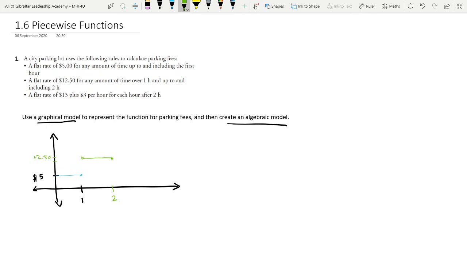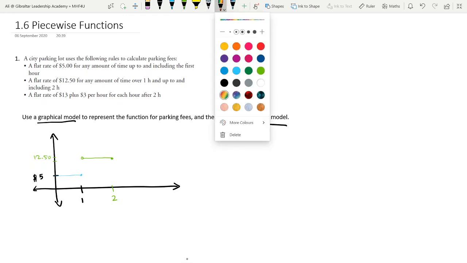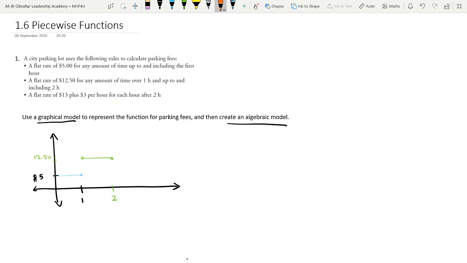Then there's a flat rate of $13 plus $3 an hour for each hour after 2 hours. So after 2 hours, let's get another color going. From 2 hours onwards, it's going to be $13, right? Oh, that needs to be an open circle. And it's $13 plus $3 every hour. $3 an hour has a slope, therefore I'm going to make a diagonal line. This is a rough sketch of what's happening.